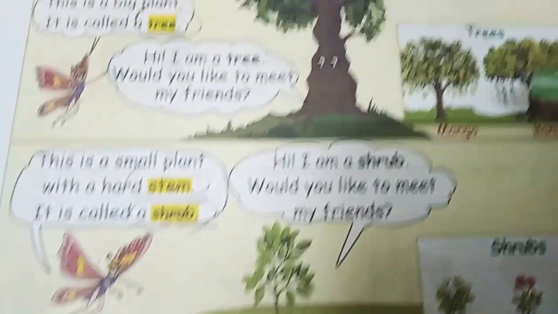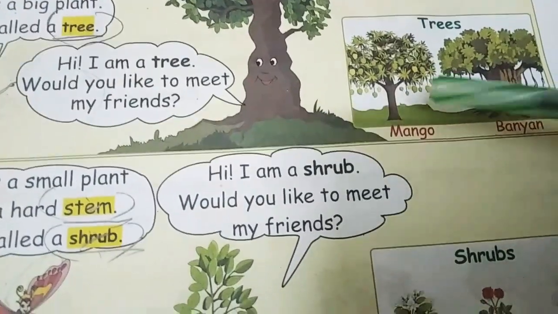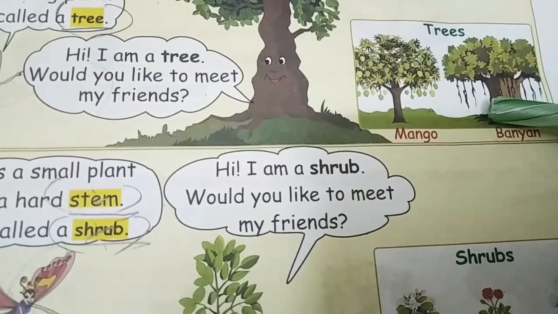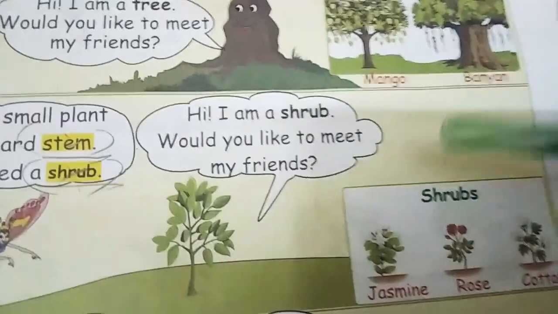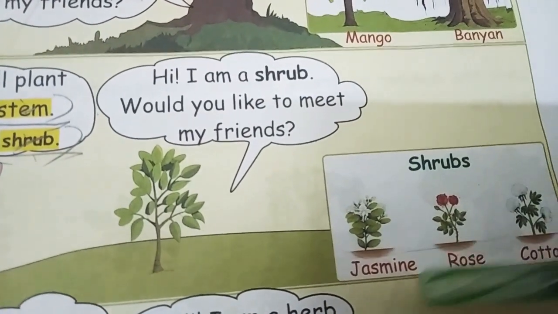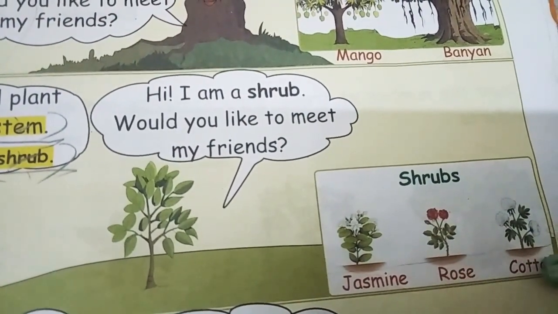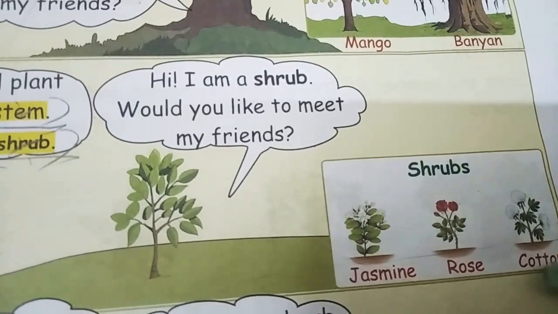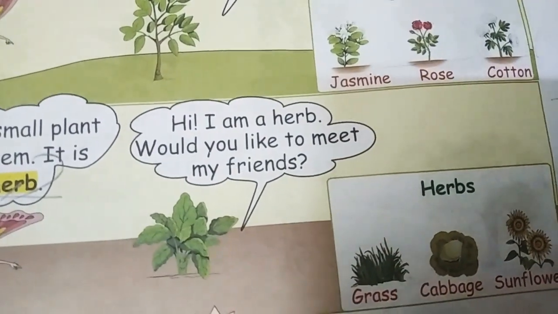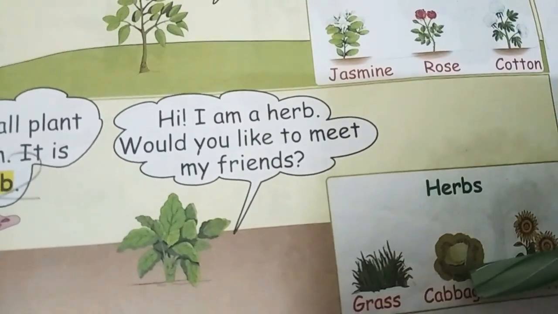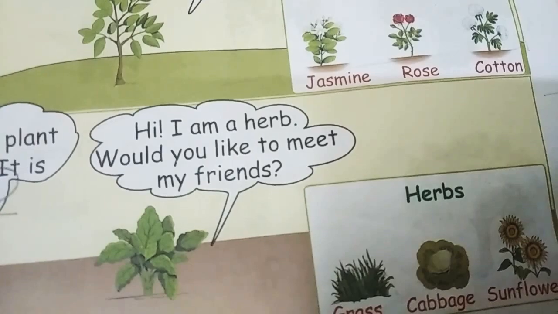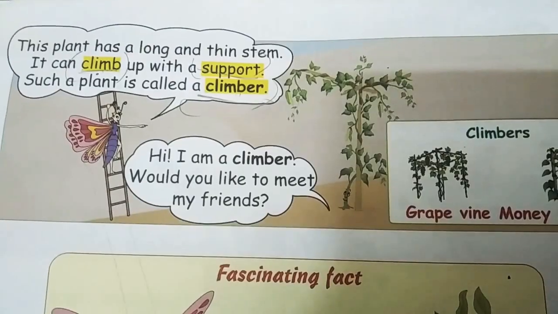And what are the examples of trees? Yes, trees like mango, banyan, guava, these all come under trees, right? The next one is shrubs. Examples of shrubs are jasmine, rose, cotton, bougainvillea, etc. And the third type is the herbs, right? Examples are grass, cabbage, sunflower, mint, etc.